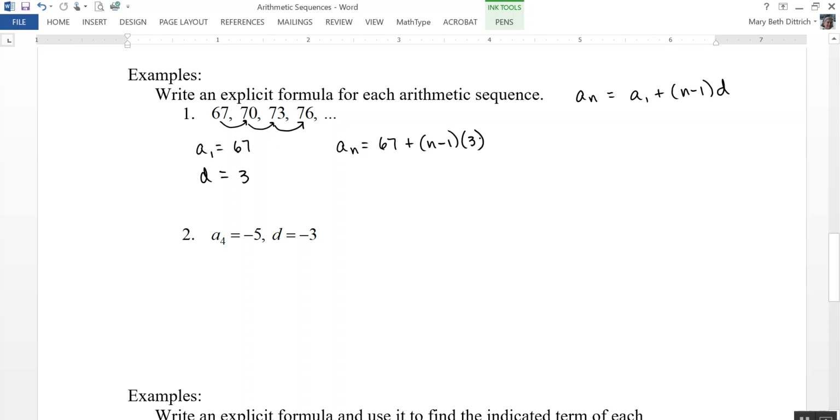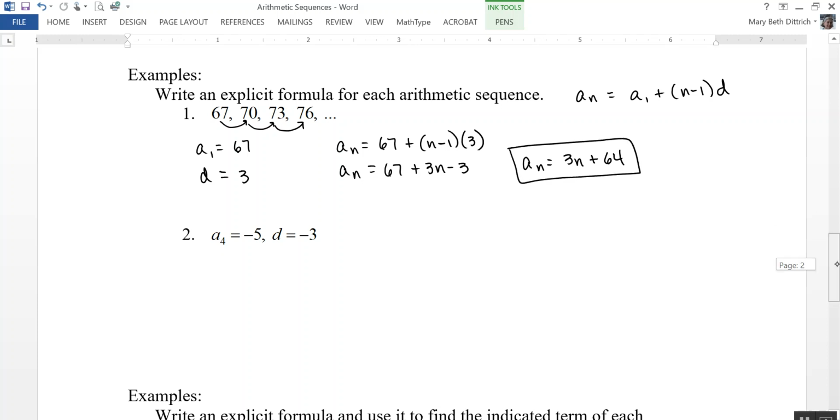And I can actually clean this up a little bit by distributing and combining like terms. So a sub n equals 67 plus 3n minus 3, or a sub n equals 3n plus 64. And as I said, because we're looking for a common difference, because we're adding the same number each time, this is going to be a linear relationship, and you can see it looks a lot like y equals mx plus b, which is indeed what it is.